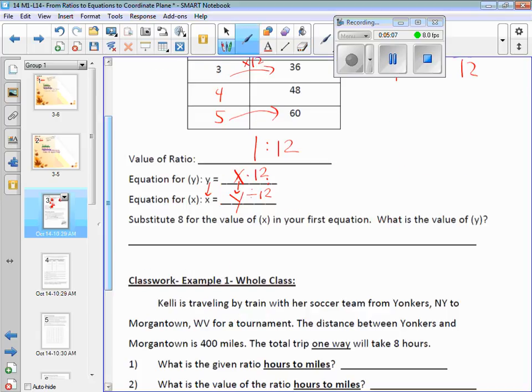Okay, so now it's substitution. Substitute what number, what value? 8. For the value of x in my first equation. Okay, in my first equation, I'm going to rewrite it. Y equals x times 12. Oh, is it missing from yours? Let me see. Oh, it's there. It's just I divided it up into 3 lines for you.